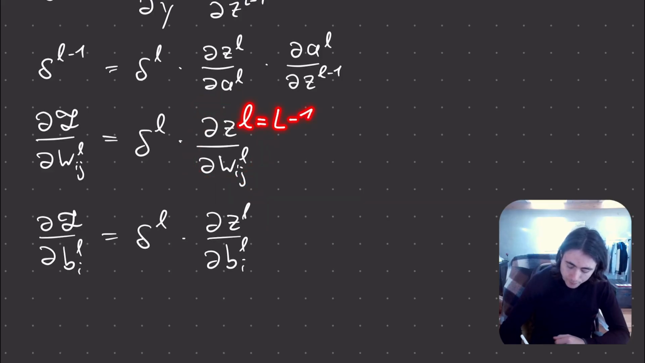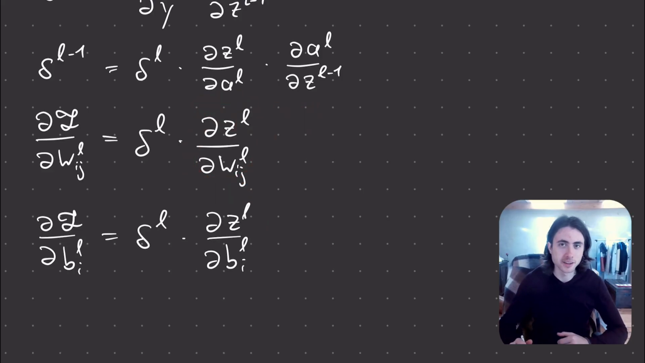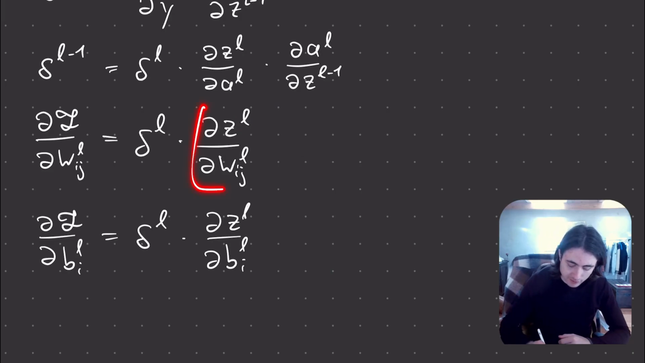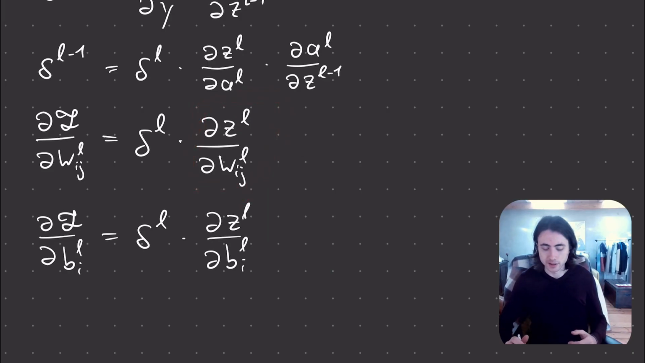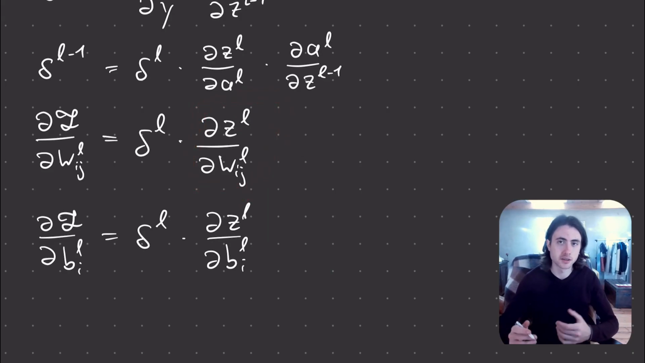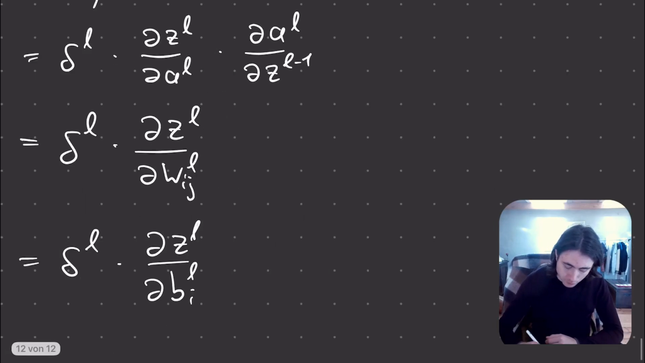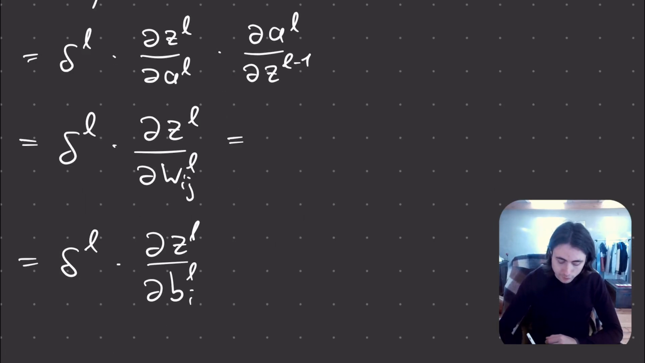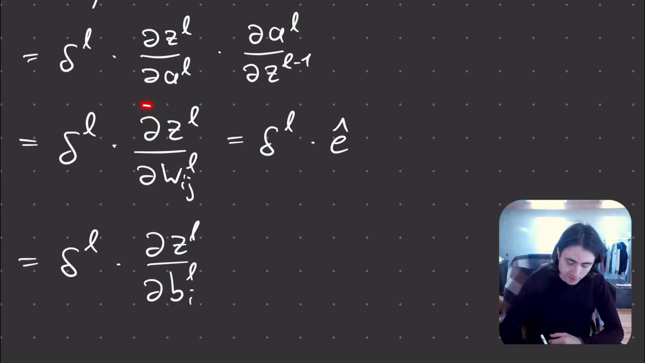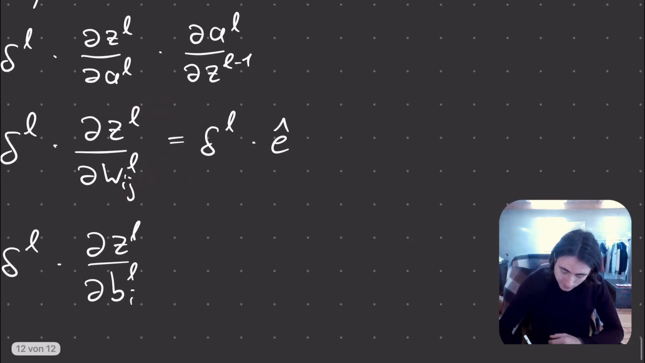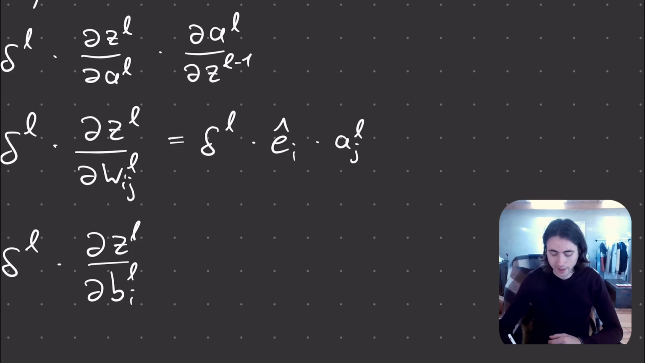to L minus 1. But I hope that you'll just believe me if I say that the calculation didn't really depend on the layer. The calculation looks pretty much the same for all of the other layers, which is why we can just copy our result from the last video, where we had found that this was equal to the ith unit vector multiplied by the jth entry of our AL.